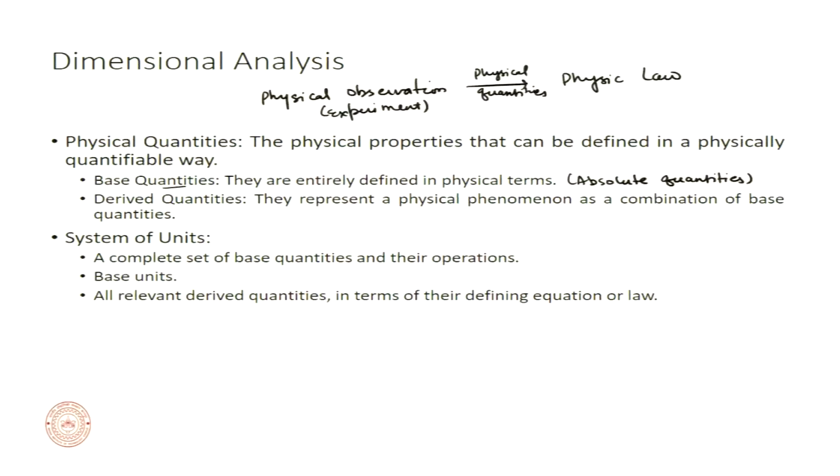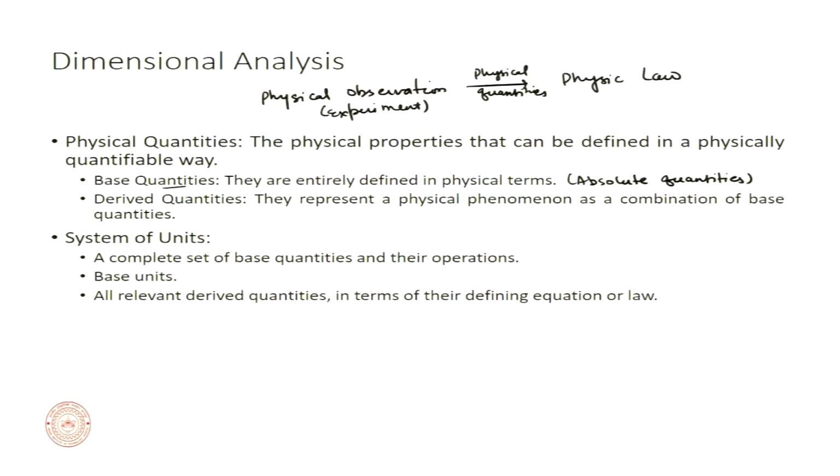Derived quantities, on the other hand, represent a physical phenomenon based on a combination of different base quantities. For example, velocity is a combination of length and time parameters. So, length by time is velocity. So, you can use two base quantities to derive the velocity. So, velocity is a derived quantity.